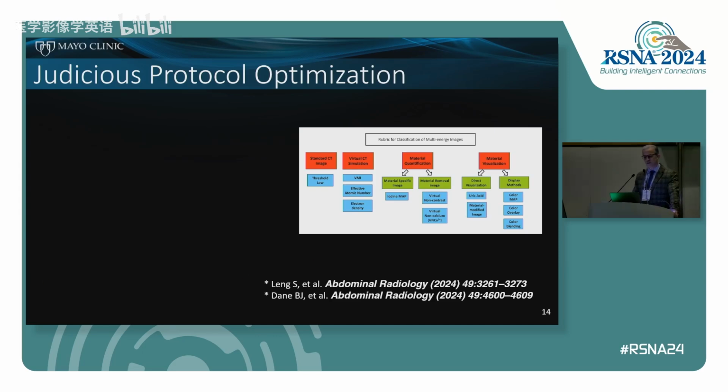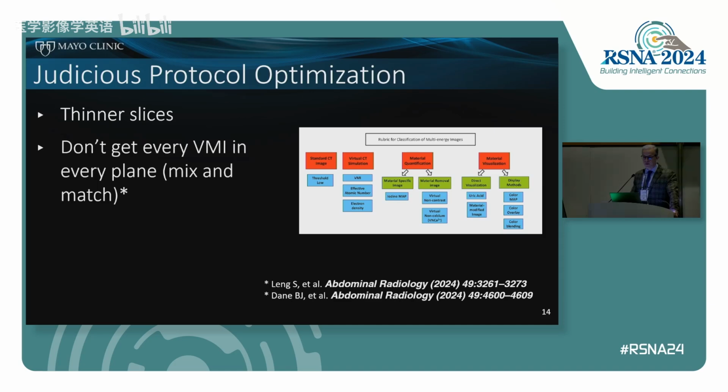So you want to be judicious in your protocol utilization, like Al talked about, for dual energy. We do want to take advantage of those thinner slices, but you can see these are all the different types of multi-energy images we can get. You want to be judicious about your use. So you don't have to get every VMI flavor in every plane. So you want to mix and match.